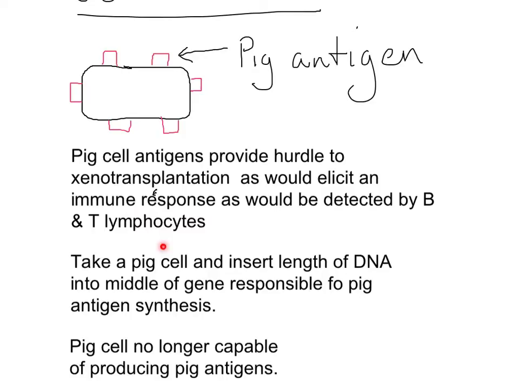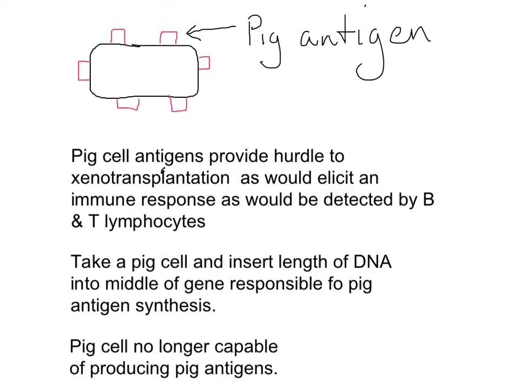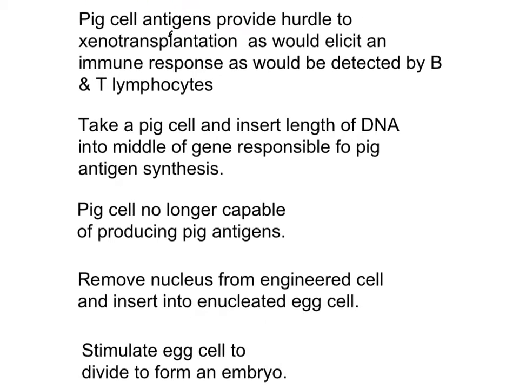Okay, so the protein would be non-functional, and if the protein was non-functional, the biochemical pathway which leads to antigens being inserted into the cell surface here would not be functional, and we wouldn't get pig antigens. Okay, so that's what happens there. Okay, so as I said, the pig cell is no longer capable of producing pig antigens. Okay, so now we've got a cell with a nucleus in it, and that cell doesn't produce pig antigens.